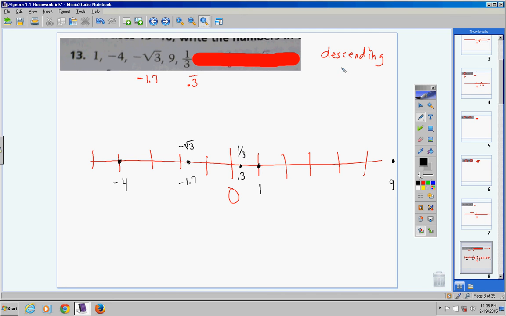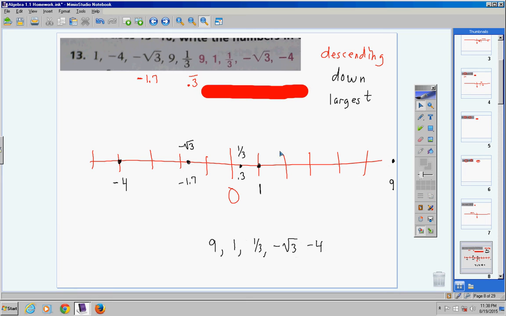Now, we're told to write these in descending order. In other words, we're going to go what? Down. If we're going to go down, we must start with the largest number to then work our way down. So the largest number would be 9. And the next largest number would be 1. And then 0.3, but we're going to use 1/3. And then negative square root of 3. And then -4. So there we go. That should match the answer right here. It looks like it does.